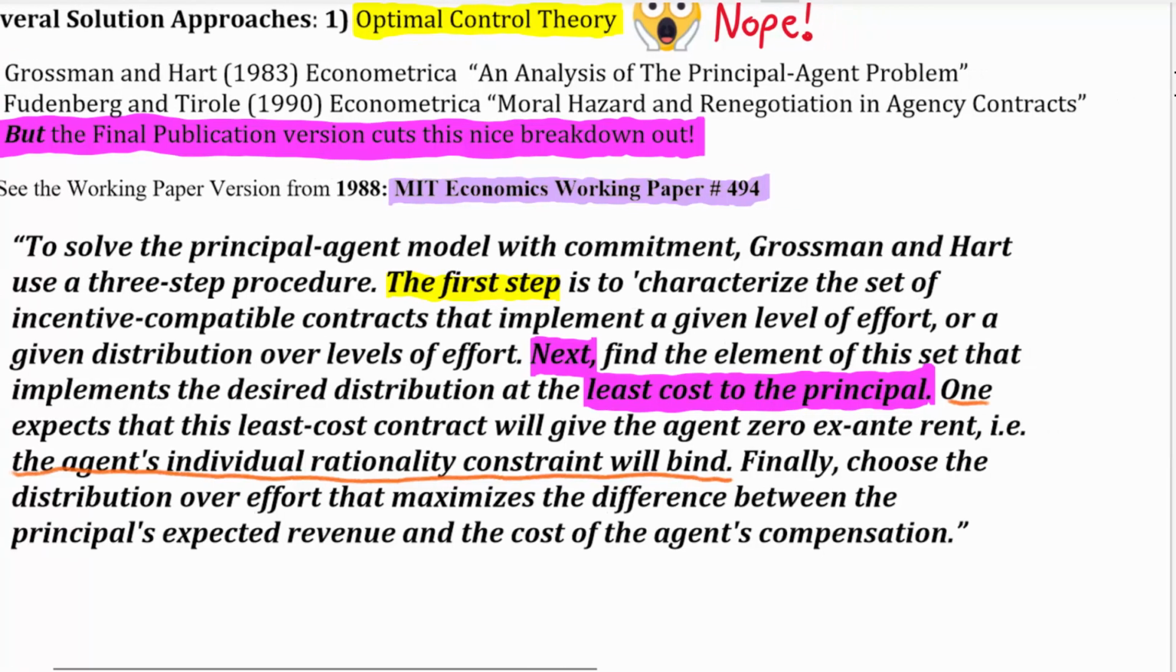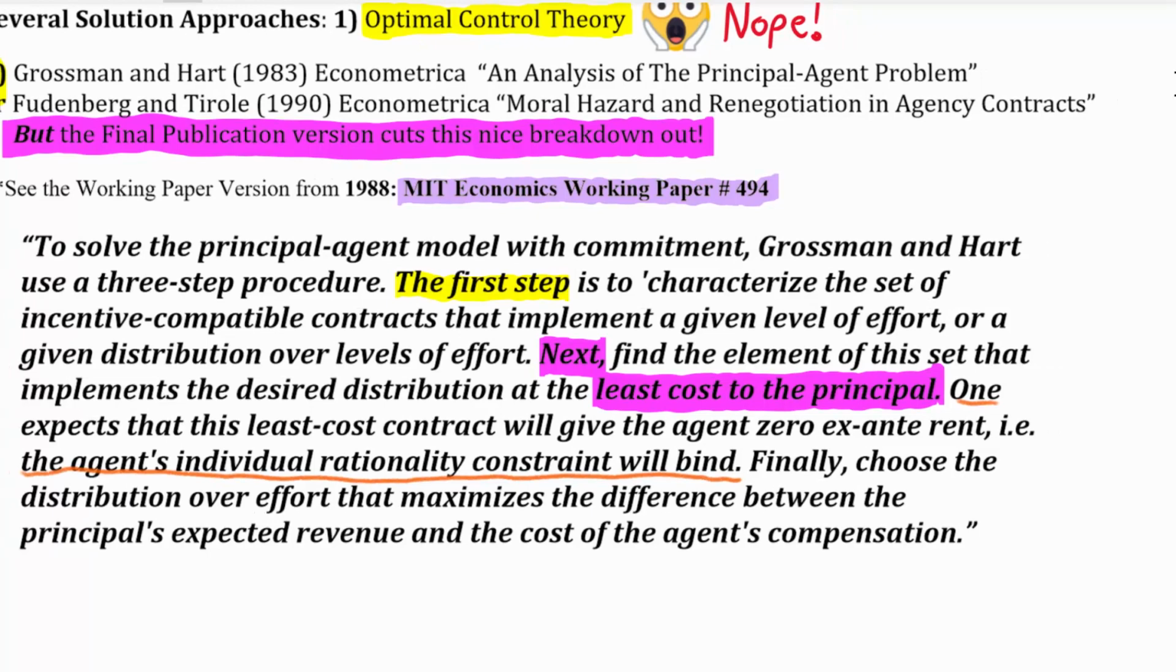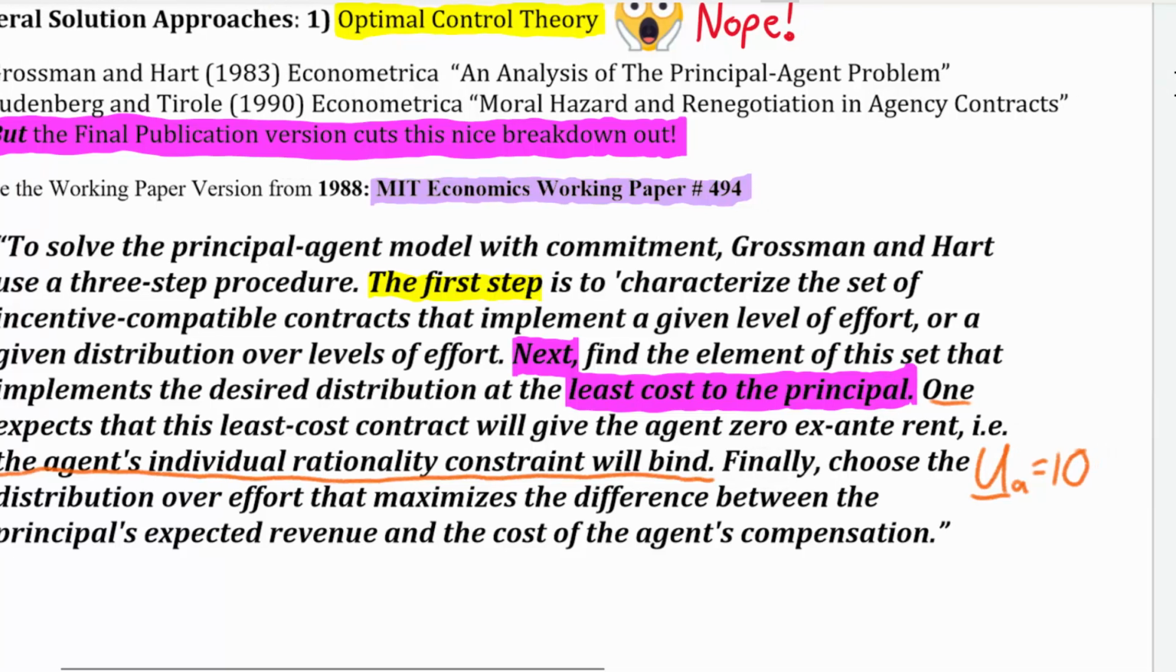So what this means in this context is since the reservation utility of our agent is 10, we expect that the contract that this principal picks is going to be one that provides the agent their reservation utility, or maybe a tiny bit more, and we might call that tiny bit more epsilon, just some infinitesimal amount. And we'll address that whenever we get into finding the solution.